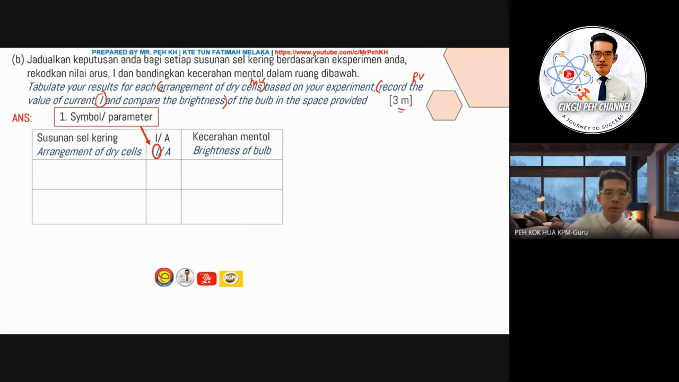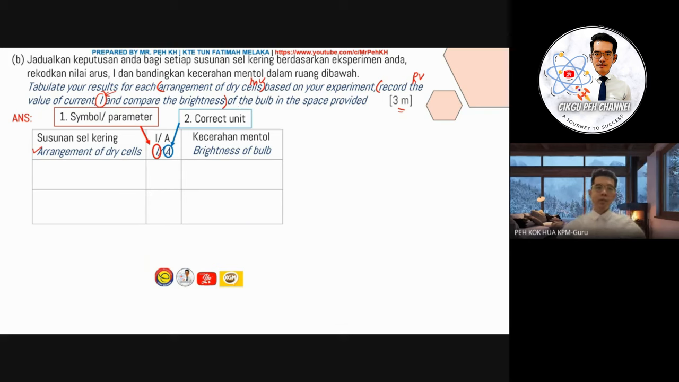So firstly, you need to give the symbol or parameter for the experiment. Here will be MV and RV. The arrangement of the dry cell will be referring to the MV, and you may use the symbol I to represent the value of the current, which is already given by the question. And the second responding variable we are going to observe will be the brightness of the bulb.